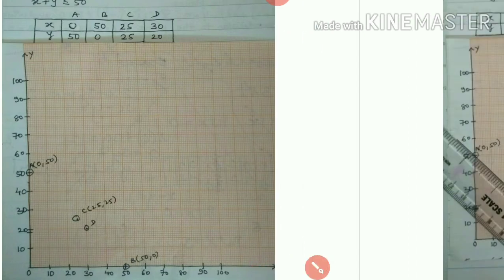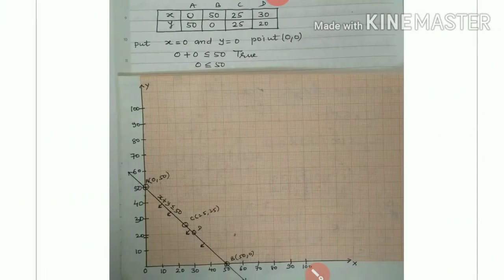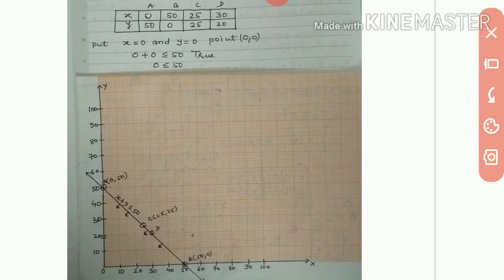After this you will put a scale and join all these points, so you will get this type of line. Now this line divides the graph in two parts: one is above the line and the second is below the line. All the values either above or below, any one side, will satisfy the inequality.